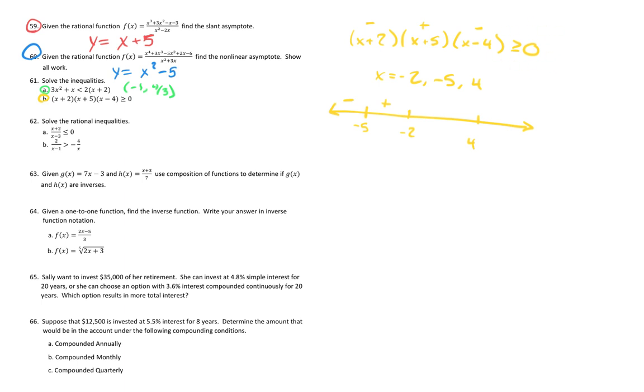So next we choose a number between -2 and 4. Let's say 0. So if I plug in 0 here, we're going to have 2 times 5 times -4.